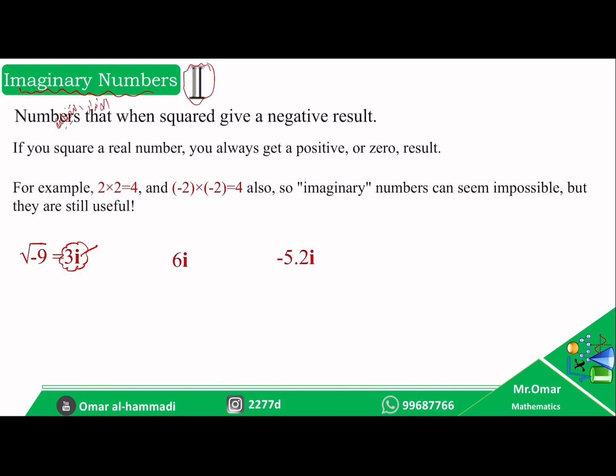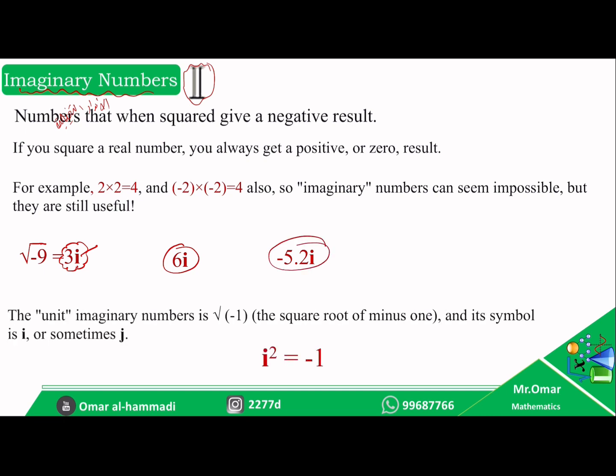Also another example, 6i. Also minus 5.2i. This is the unit of imaginary numbers: the square root of minus 1 is equal to i. This is the rule of the imaginary number. So if we do i squared, it will give us minus 1. We will not see this in our real life. This is an imaginary number.